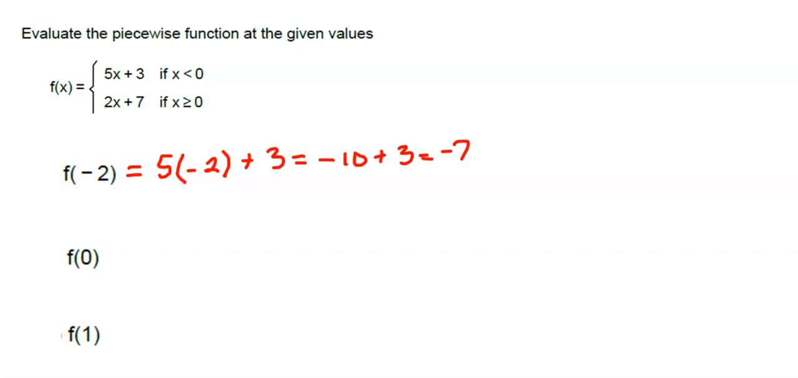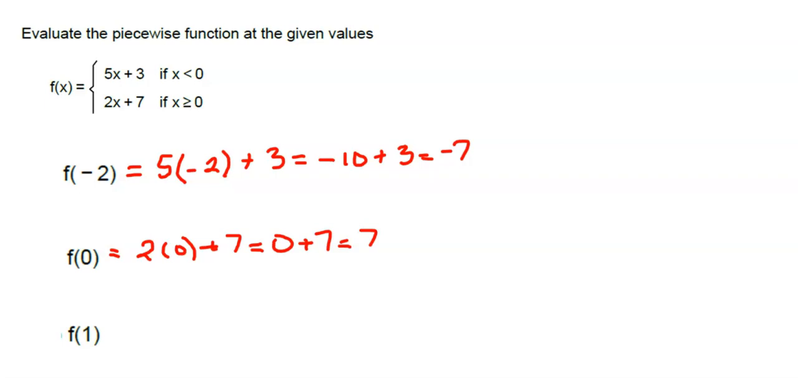For f of 0, we'll notice that 0 is equal to 0. So we can use the second function, because we use that for all values of x that are greater than or equal to 0. So we'll use the 2x plus 7 and substitute the 0 in for the x. 2 times 0 plus 7 is 0 plus 7, which is 7.